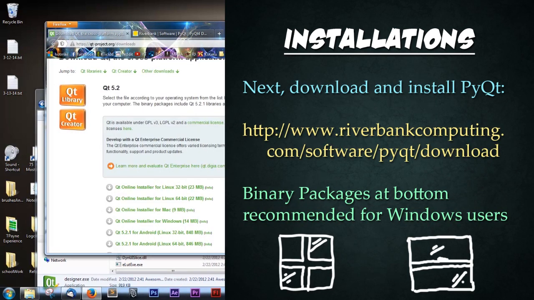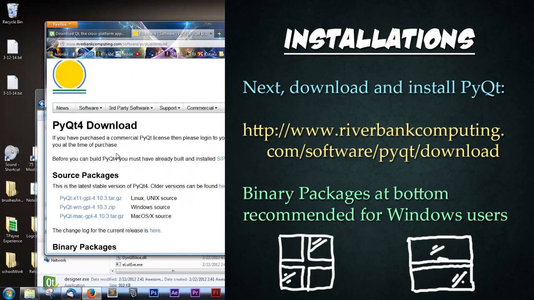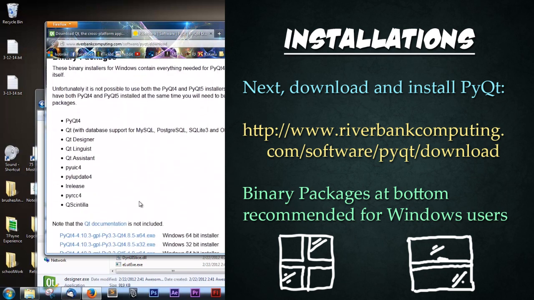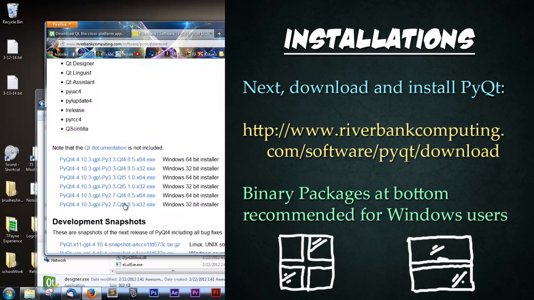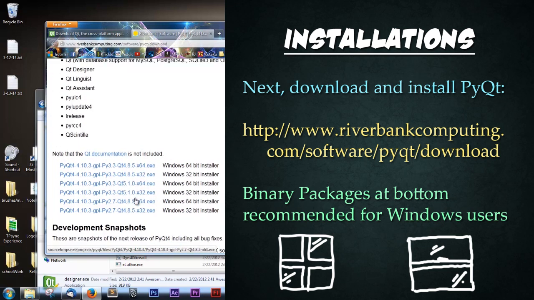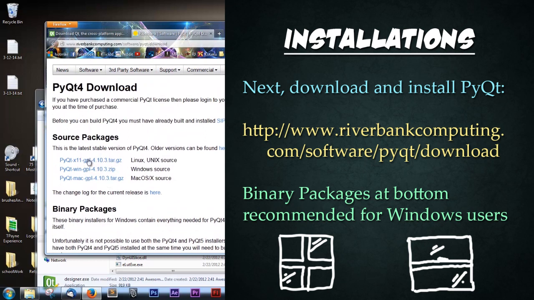Next, we're going to download and install PyQt. PyQt is what's going to allow us to interface between Qt and Python. So up here on this download page is the actual source files. I would not recommend downloading these if you're on a Windows machine. Instead, scroll down just a bit and you'll find these binary installers for Windows. This will make your installation process much easier. Otherwise, you can use these packages right here if you're on a Linux or Unix or Mac machine.